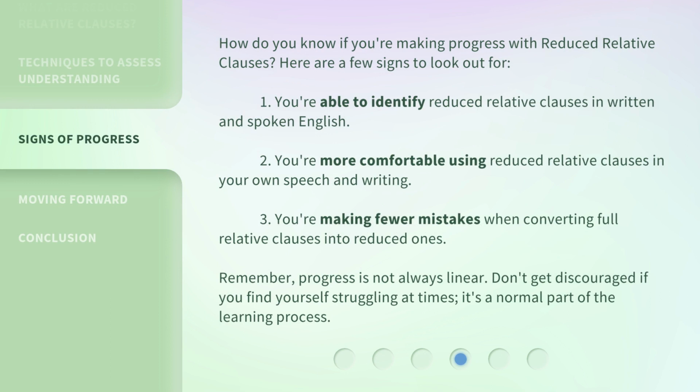How do you know if you're making progress with reduced relative clauses? Here are a few signs to look out for. 1. You're able to identify reduced relative clauses in written and spoken English. 2. You're more comfortable using reduced relative clauses in your own speech and writing. 3. You're making fewer mistakes when converting full relative clauses into reduced ones.